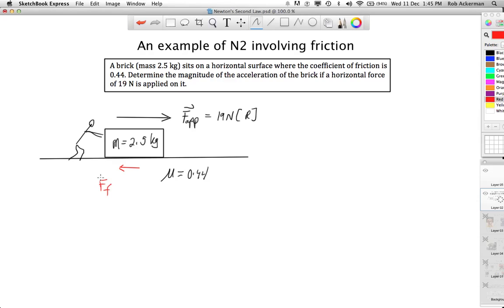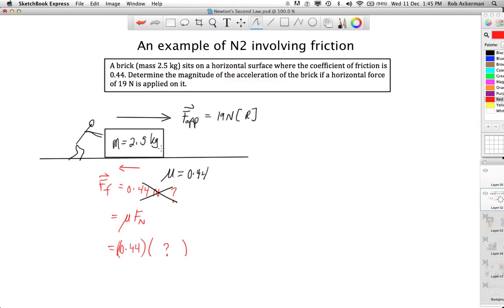Now, stop for a moment and think. Is FF equal to 0.44 newtons? This is a very common question that people ask. Is the force equal to the mu value? Pause the video, look back if you have to at your formulas, but actually no, mu is not the force. If you recall, we learned in a previous video that FF is equal to mu times the normal force. So it'll be 0.44 times something. What is that something?